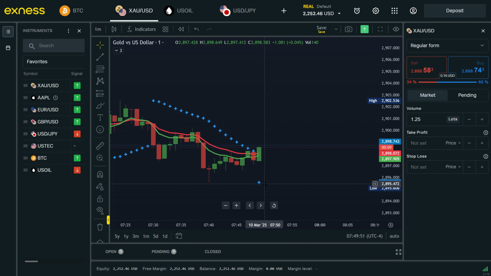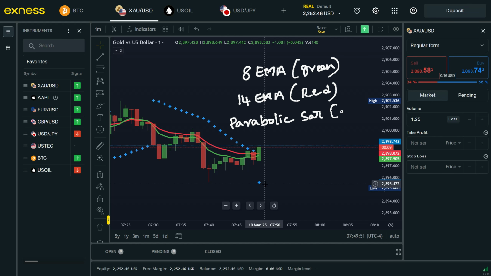Today, I'm going to walk you through a powerful scalping strategy using the 8 EMA and 14 EMA. This strategy is designed to help you catch quick moves in the market and maximize your intraday profits with precision.